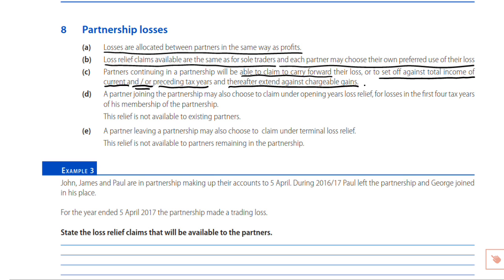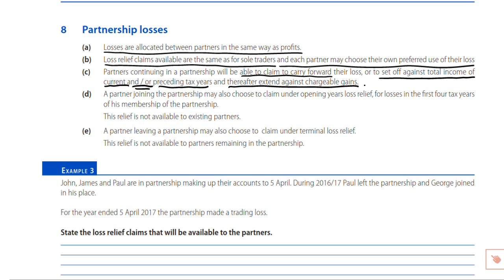But as we have seen, we may have a change in the partners, a new partner coming in and or an old partner going out. So in which case, as well as considering the available options of set off against total income of current tax year and or preceding tax year that would be available for any partner in relation to any tax year in which they have traded, we would also have the carry forward. The carry forward, of course, would not be a possibility for a partner leaving the partnership. If they have ceased to trade, then they have no future trading profits to carry forward to.